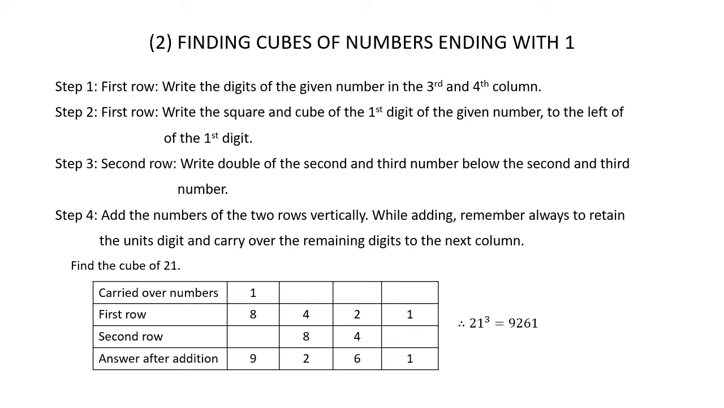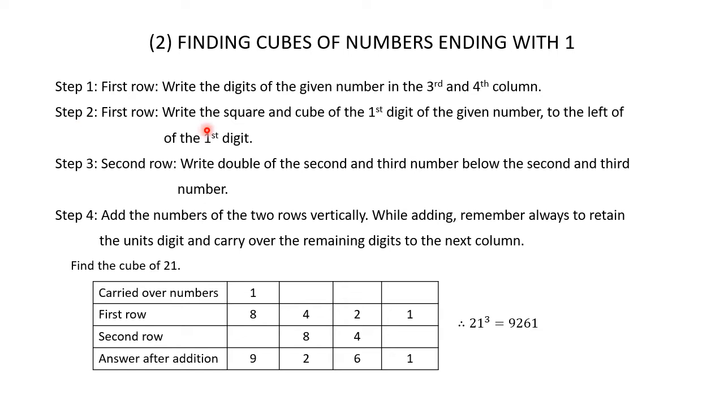Compare this with finding the cubes of numbers starting with 1. When a number starts with 1, you write the digits of the number in the first and second column. Here the number ends with 1. So you have to write the digits of the given number in the third and fourth column.